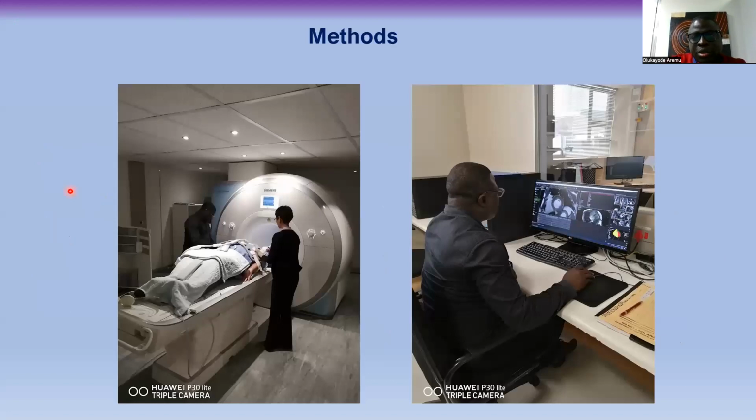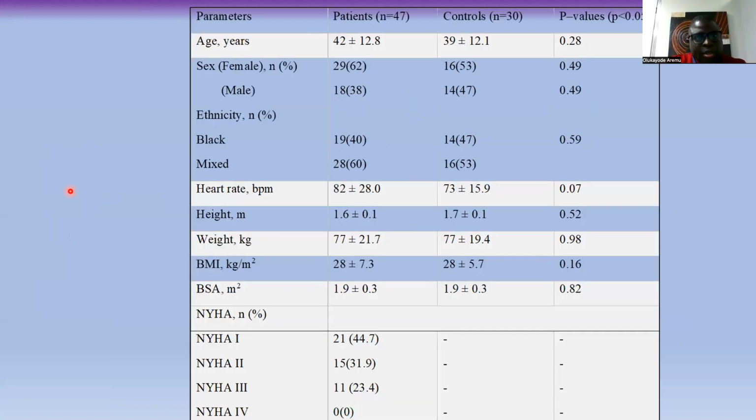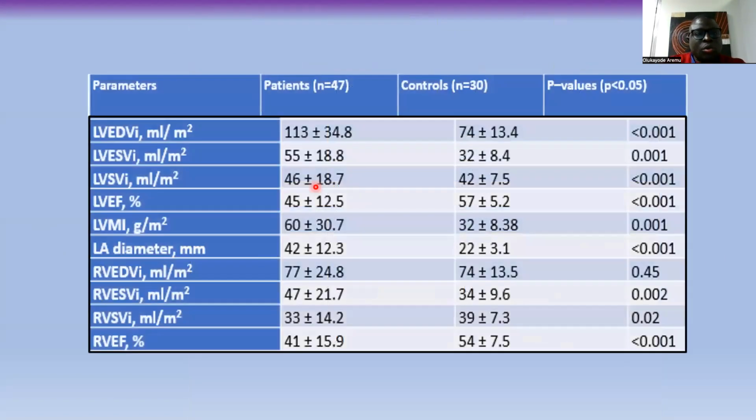This is me post-processing, and then we are putting them in the scanner there. What we found is that we matched them, and there was no significance in the matching, which means the matching was okay. We found a reduced ejection fraction compared to the control, with significance on the left and the right-hand side.